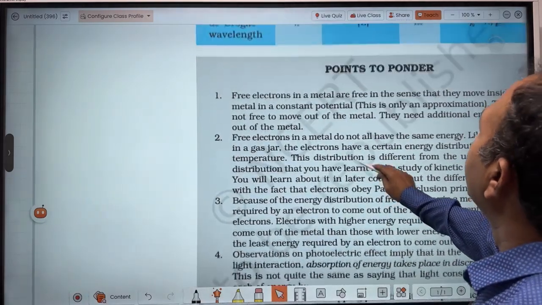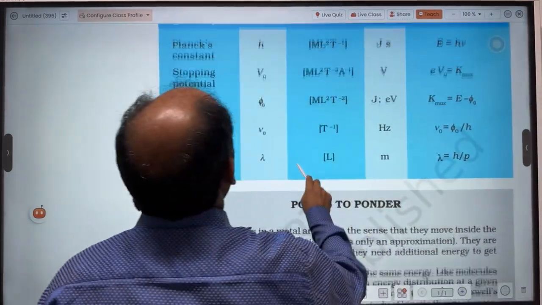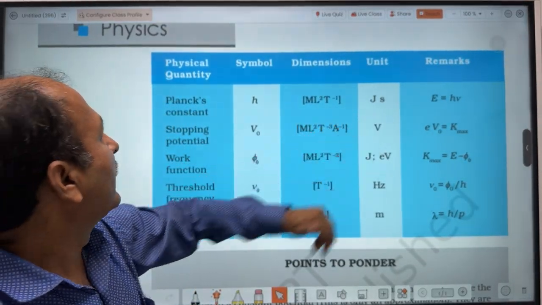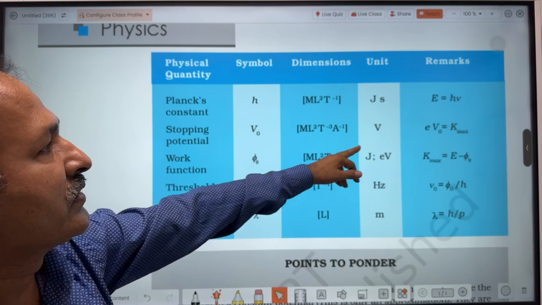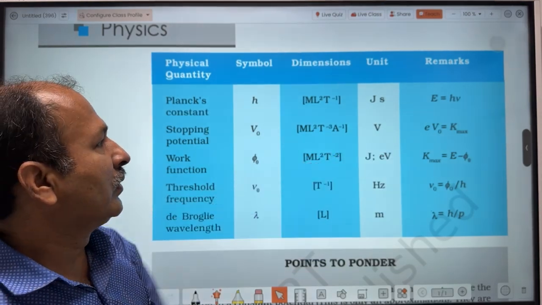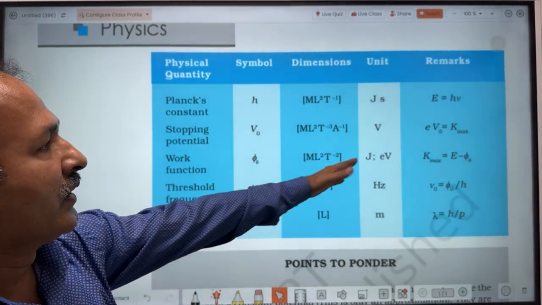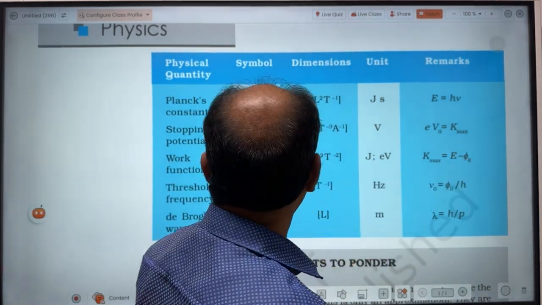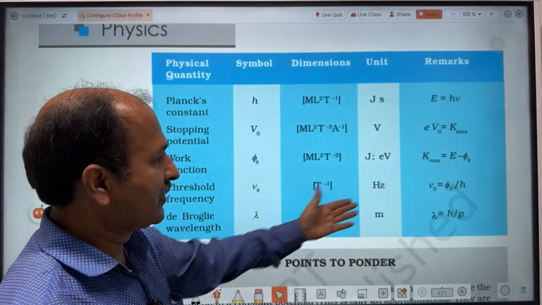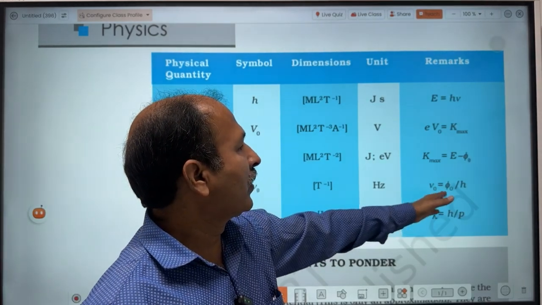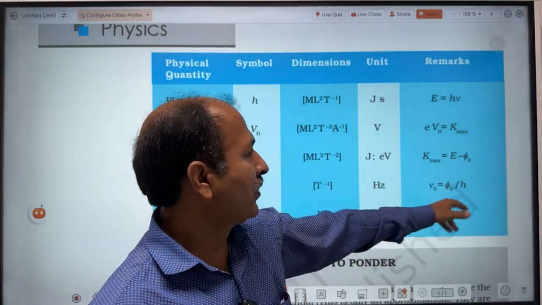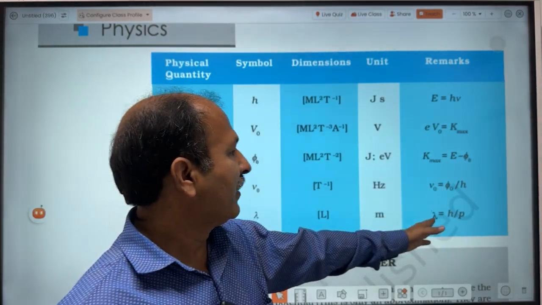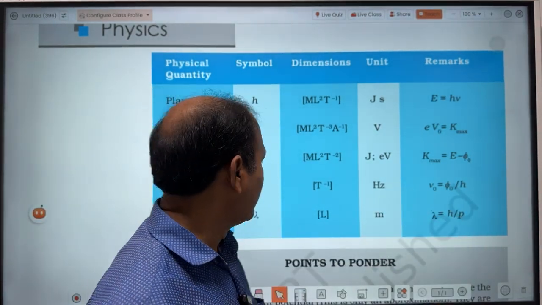And now here the symbols: Planck constant related to E equal to h nu; stopping potential V0, related to kinetic energy, that is eV0 equal to K max; work function phi 0. So here this is kinetic energy, this is total energy minus work function. Then threshold frequency nu 0 is related by the formula nu 0 equal to phi 0 divided by h, where phi 0 is the work function, and the de Broglie wavelength lambda is related by lambda equal to h upon p, where p is momentum.